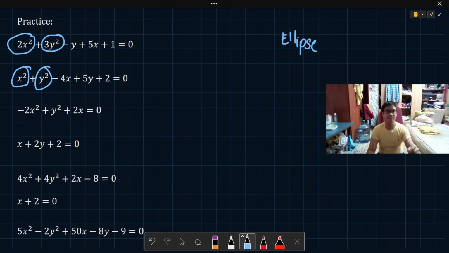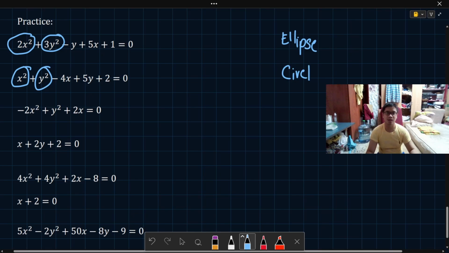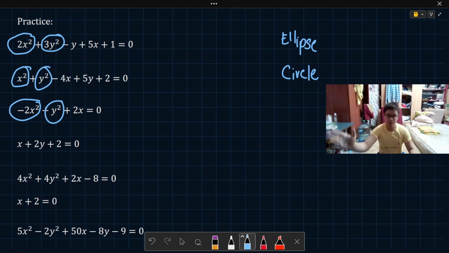And at the same time, they have the same signs. The same number, the same signs. So it's a circle. All right? Here we go. Negative 2x squared plus y squared plus 2x is equal to 0. Negative 2x squared, y squared.